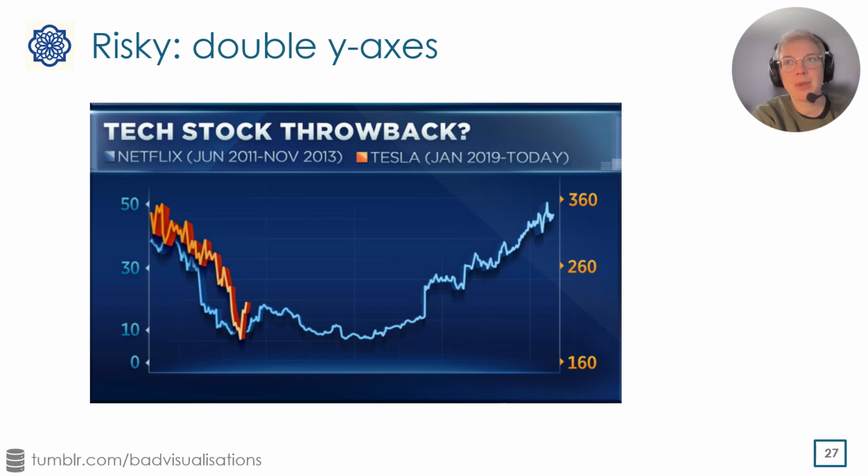a poor data visualization example because double y-axes are always risky. Here you have the Netflix stock from June 2011 to 2013, and then Tesla from January 2019 to today. So first of all, the two periods are different, but then the axes are different as well. And so this is the risk of identifying a spurious correlation when there is none.